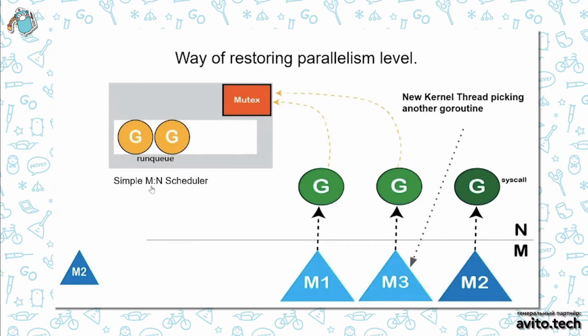The way we can restore this parallelism level is, when we are entering into a system call, we can wake up another thread which will pick a runnable goroutine from the run queue. So in this case, when M2 is entering into the system call, it will wake up another thread, M3, that will pick the goroutine from our run queue.